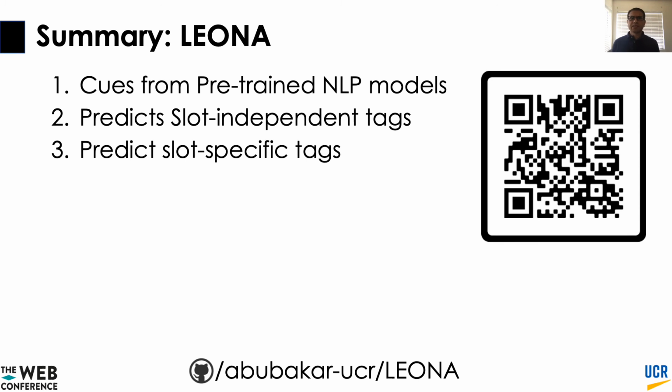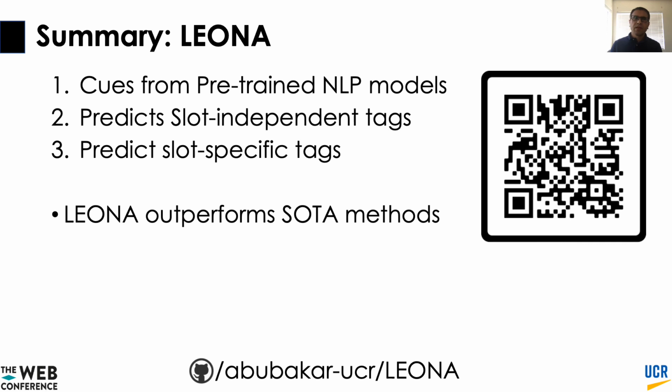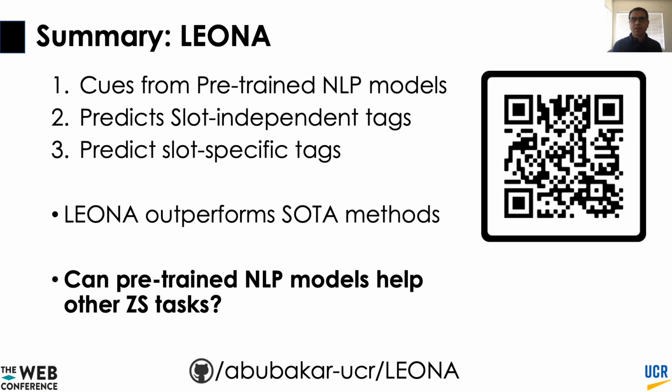To summarize, our model Leona works in 3 steps. Step 1 employs pre-trained NLP models to acquire domain-oblivious features. Step 2 fine-tunes these features and predicts slot-independent tags. Step 3 exploits a learned similarity function to predict slot-specific tags. And our proposed approach outperforms existing methods consistently on all 4 public datasets in a wide range of experimental setups. We are further exploring whether pre-trained NLP models can boost the performance of other zero-shot tasks.